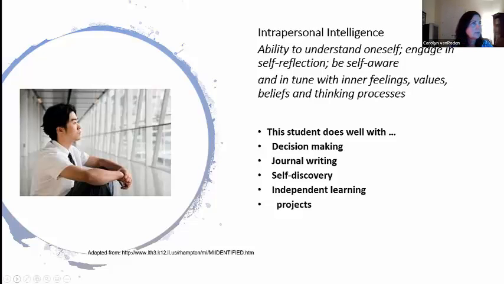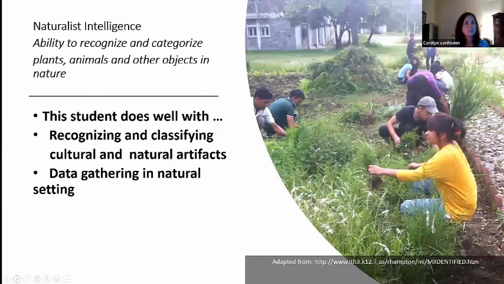Now, intrapersonal intelligence is finding your ability to be self-reflective, be aware of your own feelings. A lot of this is journal writing, discovering how you feel, doing independent projects, finding things that they're interested in, putting themselves, if you are studying history, in the place of a political leader.